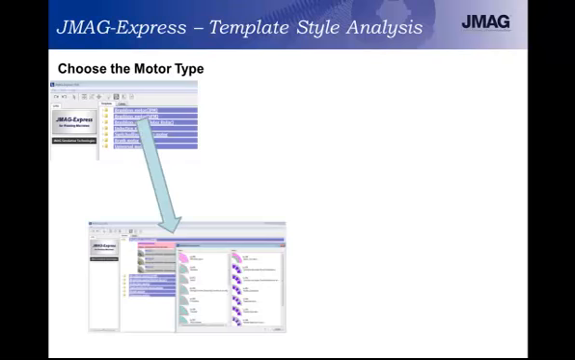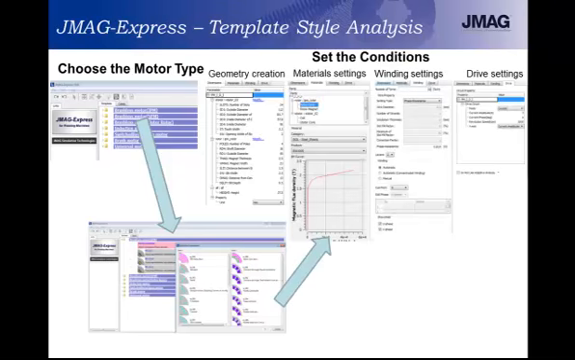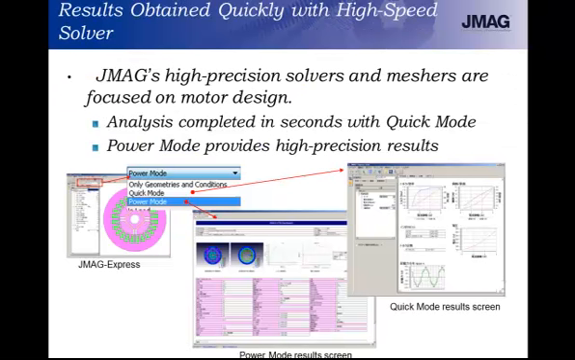JMAG-Express is template-style analysis. The first step in setting up your JMAG-Express model is to choose the motor type. And we'll get into this in a few slides when we actually open up JMAG-Express and set up a model. But for now, we choose the type of motor and then define the actual precise geometry for both the stator and the rotor. Once we've done that, we can move into setting the conditions, where we can set the geometry conditions, the material properties, the winding conditions, and the drive settings.